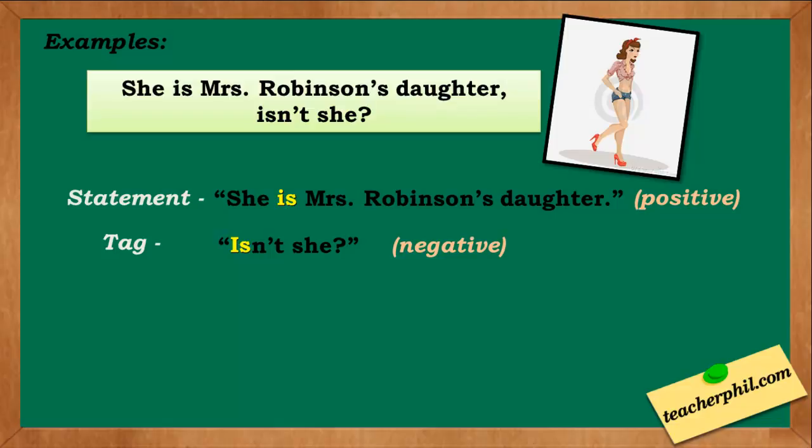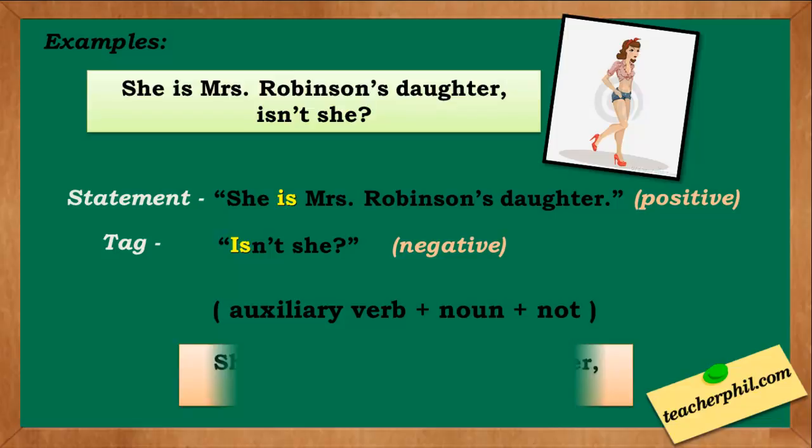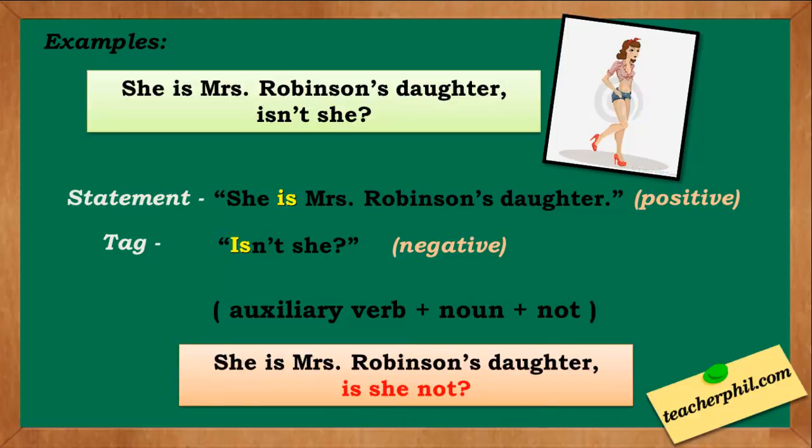We can also choose not to contract in the tag, like the isn't's case. But if we do this, the structure also changes. It will now become auxiliary verb plus noun plus not. Example, she is Mrs. Robinson's daughter. Is she not? If you've noticed, the auxiliary verb is comes first, followed by the noun she and not.